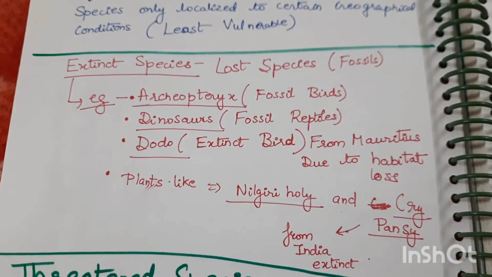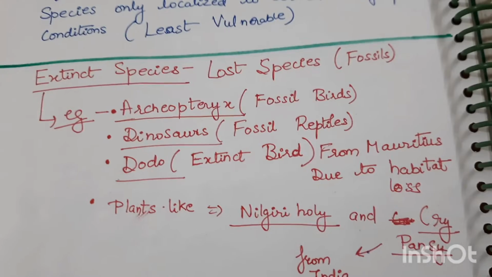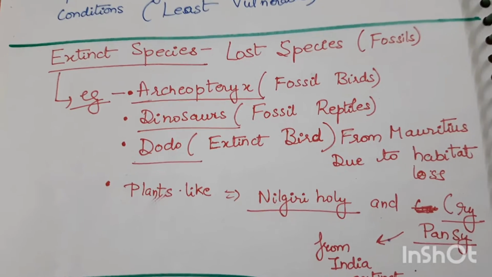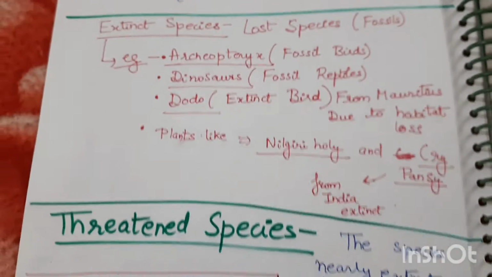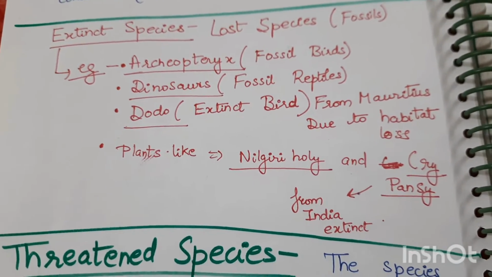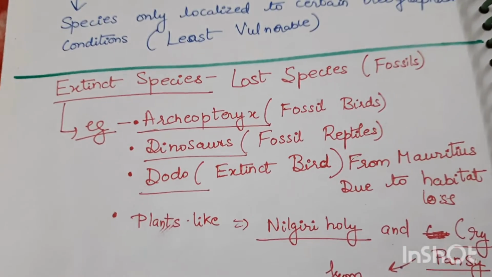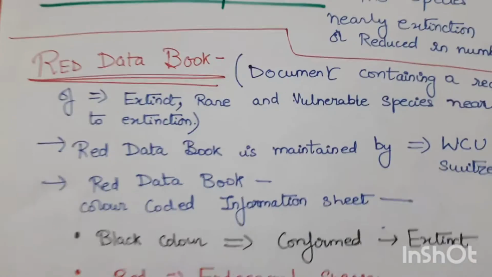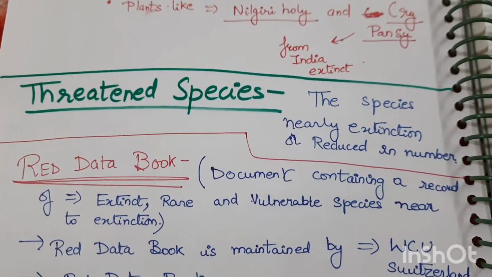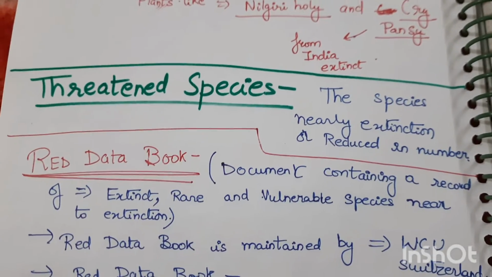Next is the extinct species, which are lost species, also known as fossil species. The fossil bird is known as Archaeopteryx, fossil reptile is Dinoceras, extinct bird is the dodo. Dodo is from Mauritius and due to loss of habitat it is now no more. Plants like Nilgiri holly and cry pansy from India have become extinct. So these are the lost species or the fossil species. Next is threatened species. Threatened species are nearly extinct or reduced in number. So these are known as threatened.